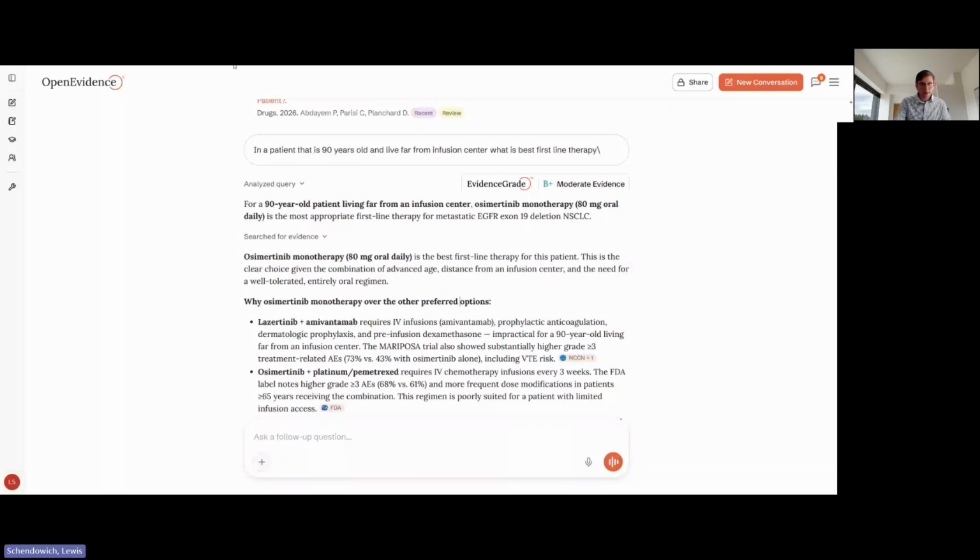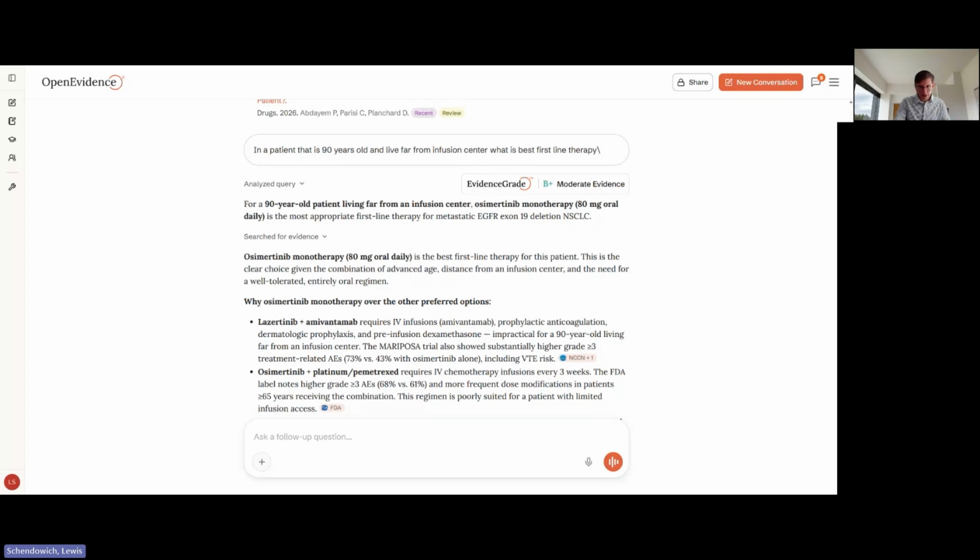The last thing that I'm going to mention here is that there's a new feature of OpenEvidence: they integrated something called evidence grade. This is not necessarily how confident the LLM output is. It's more an evaluation of the underlying evidence that is being retrieved for the output. So that is a new feature that they just recently added.